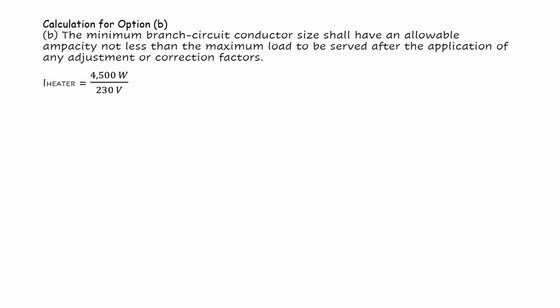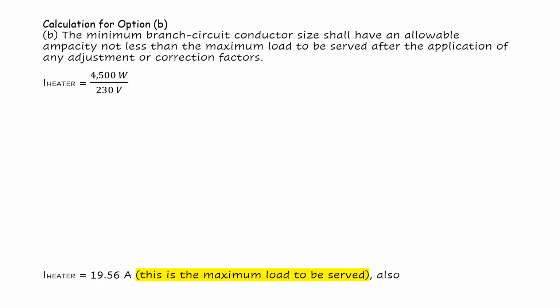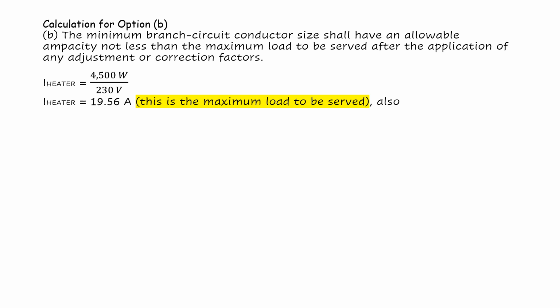So current on the heater is 4500 watts divided by 230. We have 19.56. This is the maximum load to be served. Also, conductor current is 19.56 ampere.